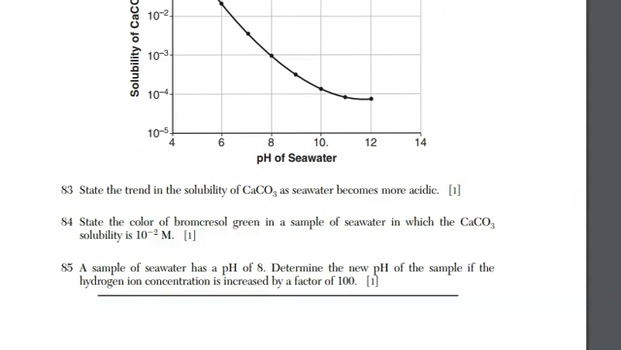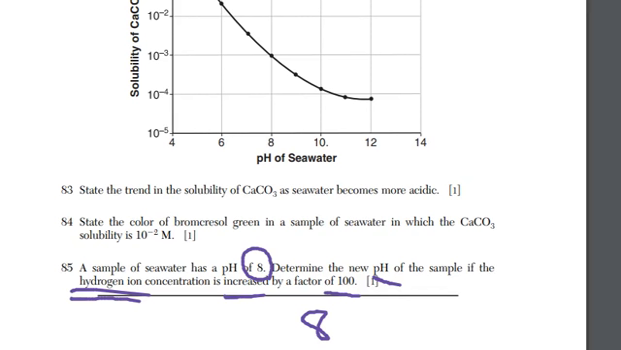Final question, 85. A sample of seawater has a pH of 8. Determine the new pH of the sample if the hydrogen ion concentration is increased by a factor of 100. So you can think of pH as a number line. And you may want to watch a video on this. I think it would be helpful. I know that I have one on this channel that is good for a review, but if you think of it as a number line, I think you're going to be fine.